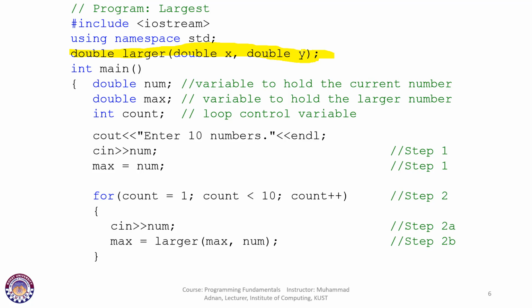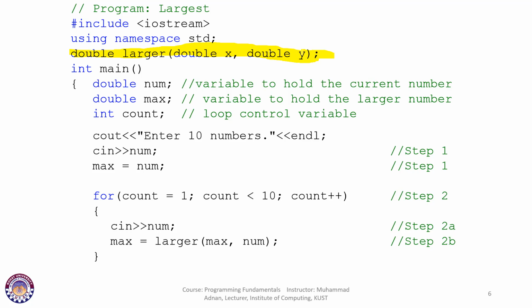So this function has a return type of double. The name is larger, and in parentheses we have two arguments. So it accepts two values. The first one is of data type double, and it is x. The second one is y. It is also double. So we are going to store the values passed by the call to the function in these two variables, x and y.